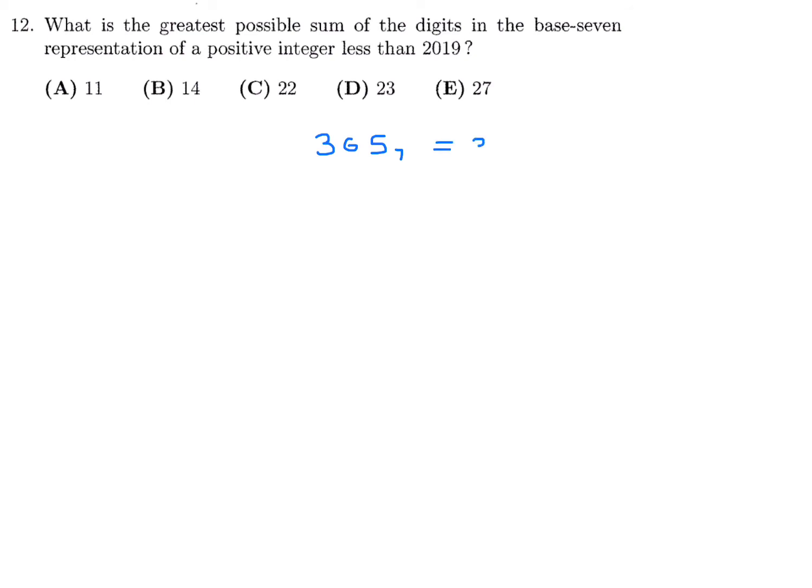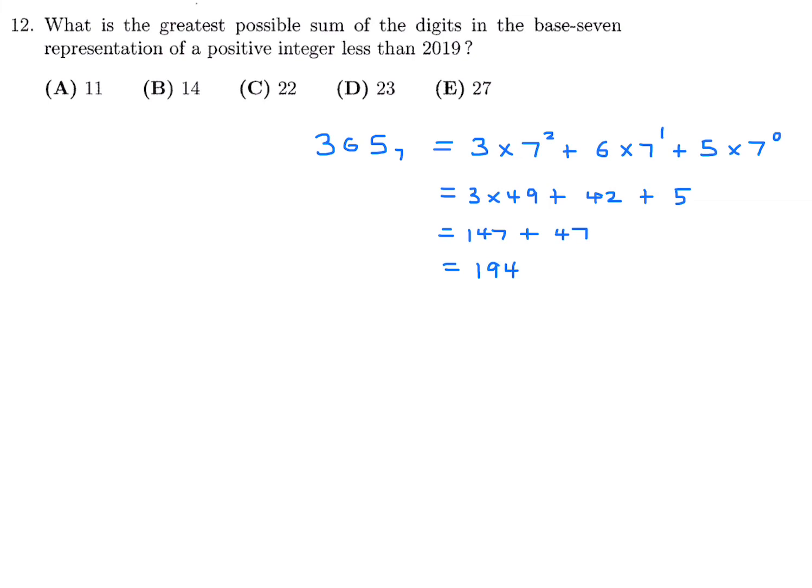What is it? Well, it's 3 times 7 to the power of 2, plus 6 times 7 to the power of 1, plus 5 times 7 to the power of 0. That would be 3 times 49, plus 6 times 7, which is 42, plus 5 times 1, which is 5. So that's 147 plus 47, which I believe is 194. As you can see, it's not 365 because it's base 7, so we have to do this big long calculation.